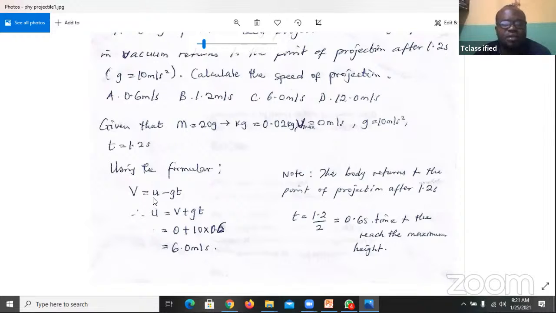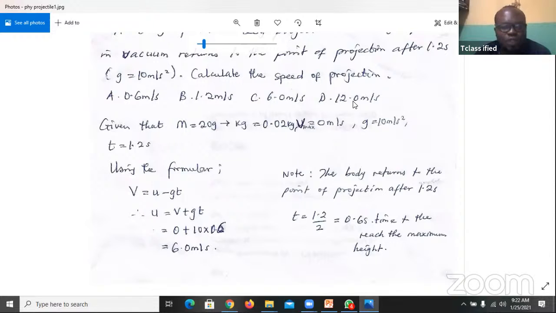So make U your subject of the formula. You simply take this to the other side, so that you have V plus gt. And V, we all know, at the maximum height, the velocity there is 0. So you have 0 plus, this g here is 10, times t.